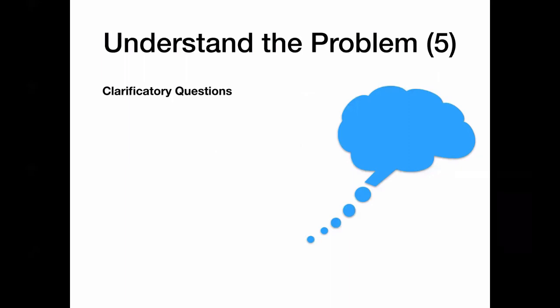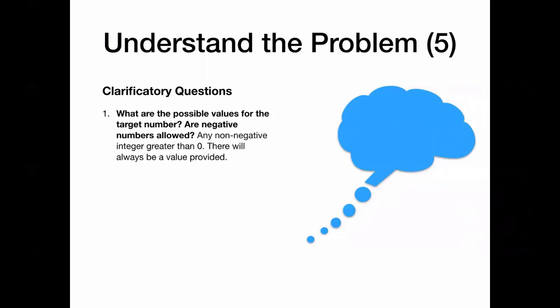So what are some of the things that we might have missed, at least going back there? One, what are the possible values for the target number? We didn't explicitly say it's a target number, but the target could be a negative or some other integer. To be explicit about it, we can assume that someone answered for us. It's any non-negative integer greater than 0. So it's from 1 up to some other integer number. And there will always be a value provided. So we can expect that there won't be a case where nothing is given to us.